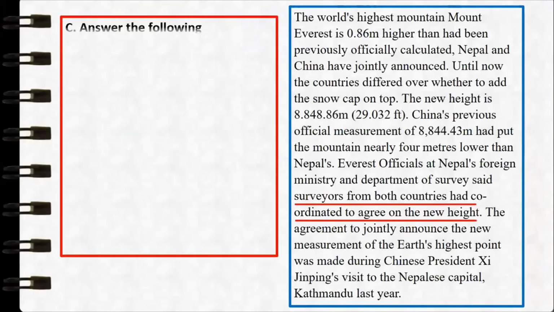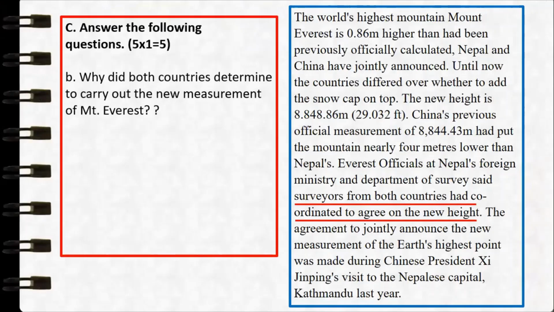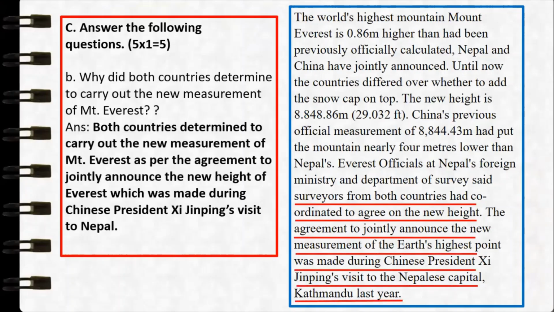Question number B. Why did both countries determine to carry out the new measurement of Mount Everest? Why? It is asking for a reason, and we have the reason towards the end of the first paragraph. Means both countries determined to carry out the new measurement of Mount Everest as per the agreement to jointly announce the new height of Everest, which was made during Chinese President Xi Jinping's visit to Nepal. Question number C.